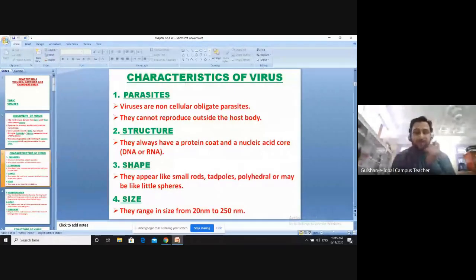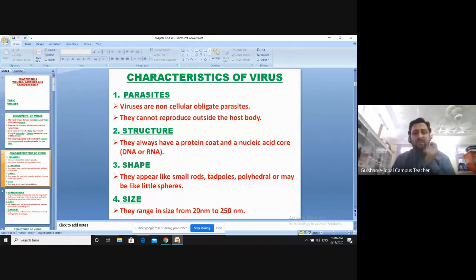What is the shape of the virus? You will see that virus appears in different forms. There can be small rods, there can be threadlike shapes, they can be polyhedral in shape, they can be like spheres, and many more shapes are present of the viruses. So viruses have many shapes. They do not have any particular shape. They have many shapes. Okay.